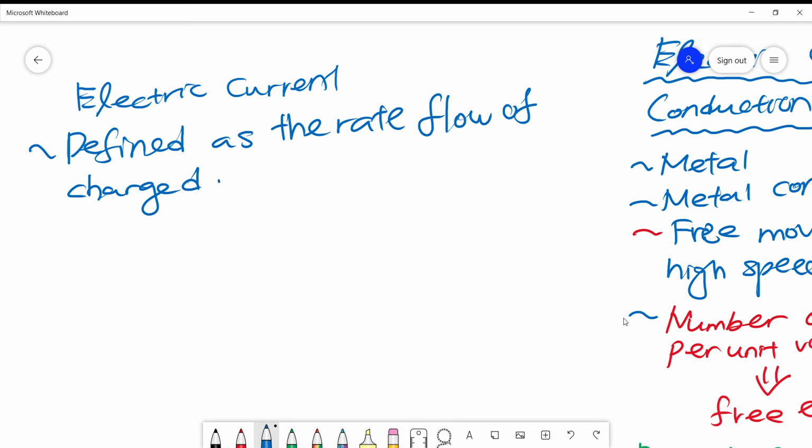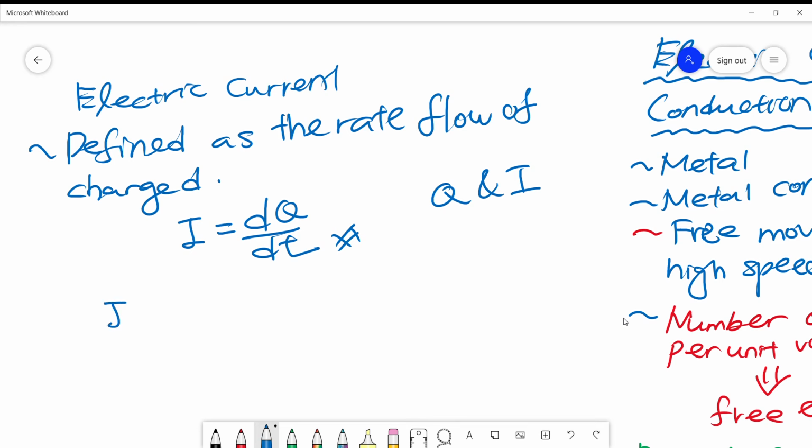So the higher the rate of flow of charge, the larger the quantity of the electric current. The formula given is I equals dQ over dt. If I wish to find the relation between the electrical charge Q and the electric current I, I need to move dt to the other side, giving dQ, and then integrate both sides.